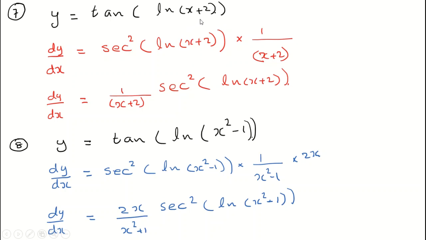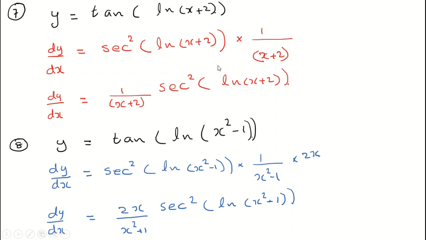Tan ln(x + 2). When you differentiate tan, it is sec squared ln(x + 2). When you differentiate ln(x + 2), it is 1 over x + 2. So this could be rearranged as 1 over (x + 2) times sec squared ln(x + 2).